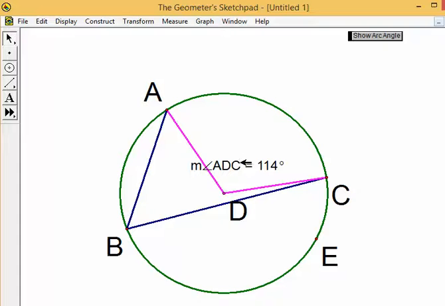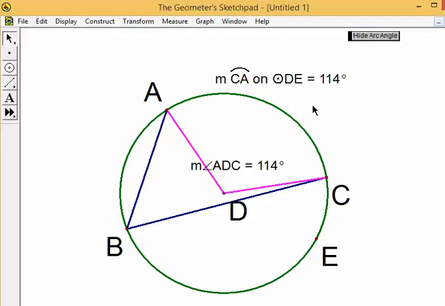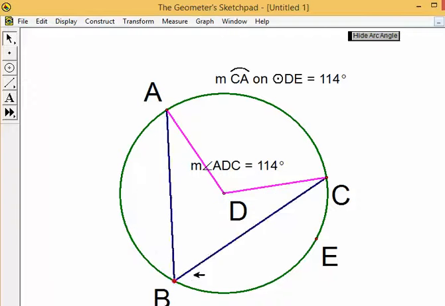Or 114 now, and we know how that relates to our arc, because our arc is exactly the same as our central angle. So arc CA, which is here, is the same as the measure of angle ADC, which is the central angle. No big deal. But my question is, what about this inscribed angle over here?